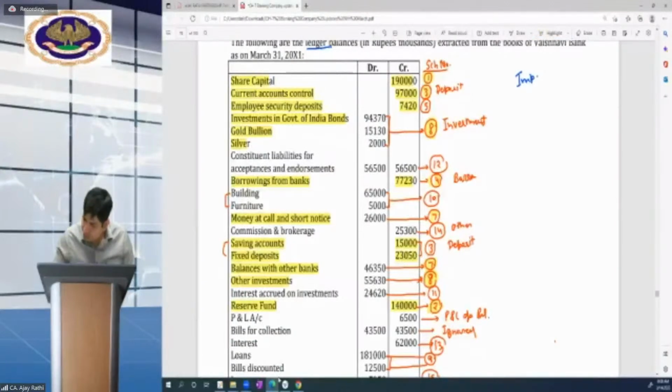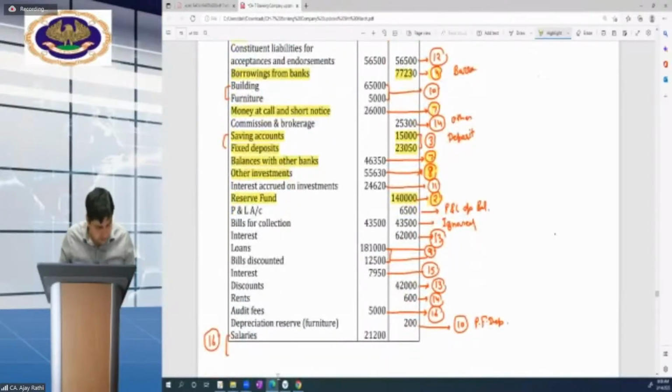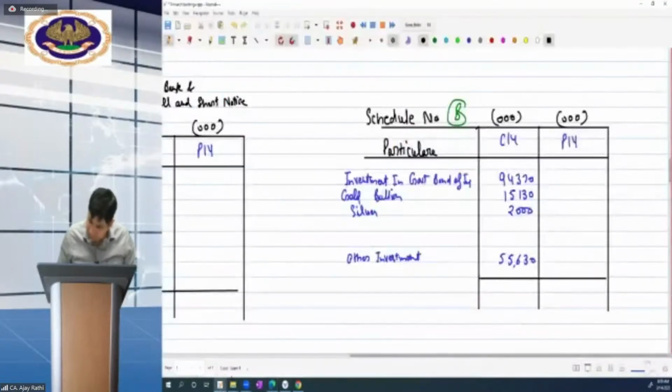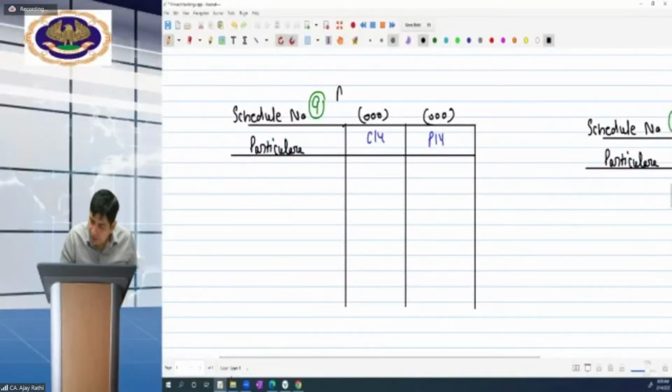After 8th, we are now posting schedule number 9. Please search schedule number 9. Yes, this one, loans and advances. Schedule number 9, loans and advances. Loans, bills and discounted. Advances.